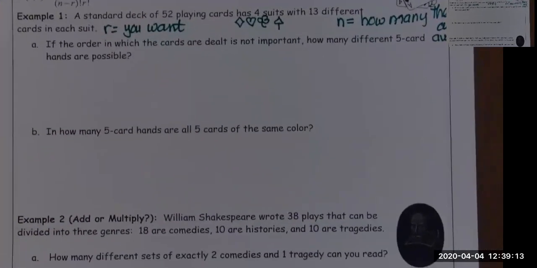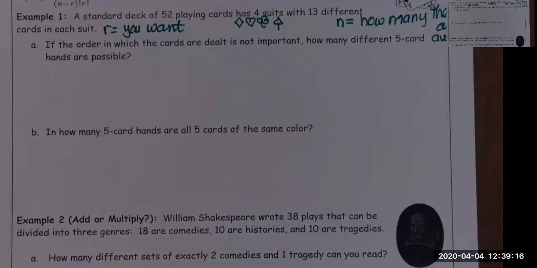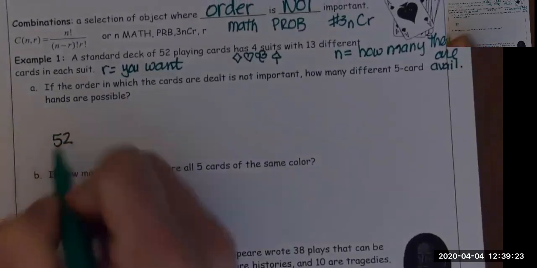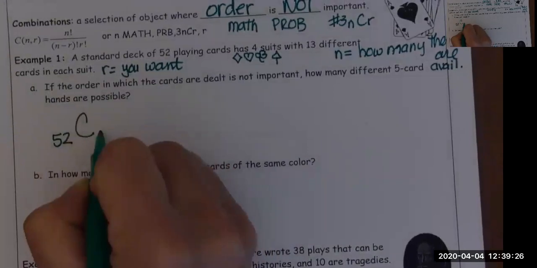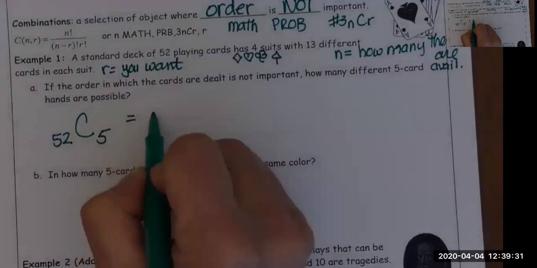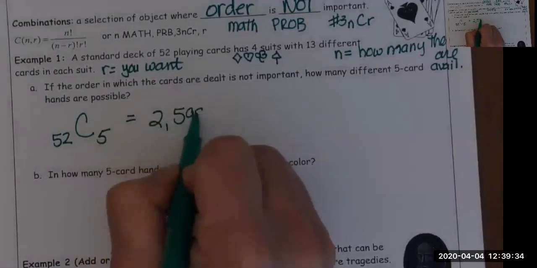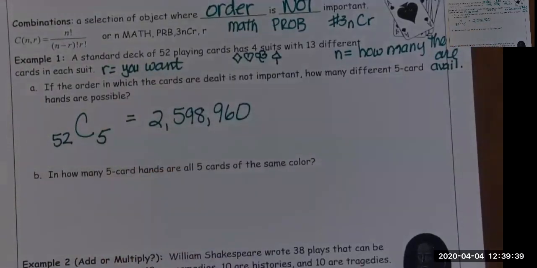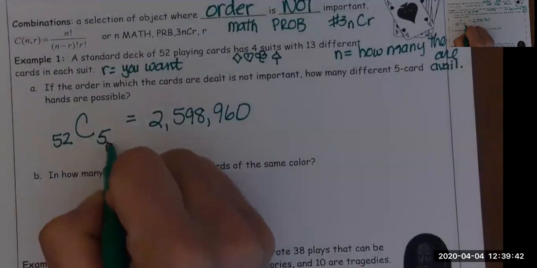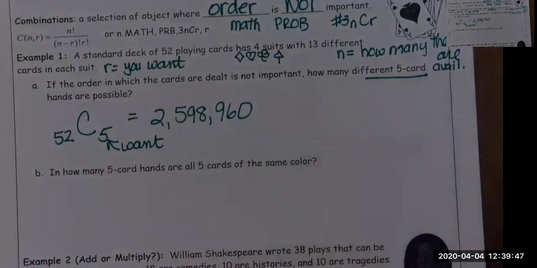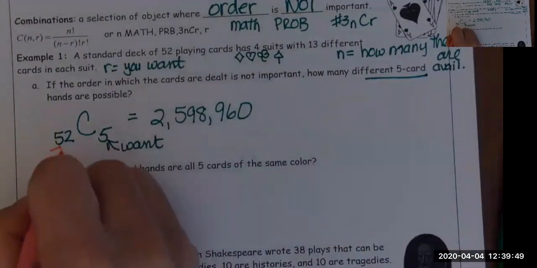So let's look at these. They're really pretty easy. If the order in which cards are dealt is not important, how many different 5-card hands are possible? Well, I have 52 cards to choose from, and I want 5. So now it's a matter of plugging that into your calculator. 2,598,960. Please pause and punch that in, make sure you can. Okay, if you're back. Remember, this is what you want, 5 cards, and this is what's available.